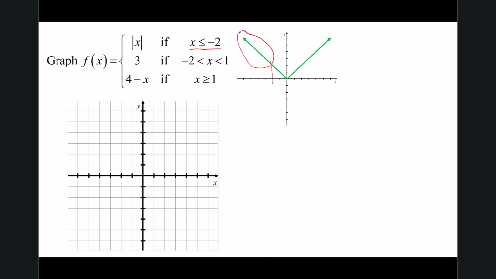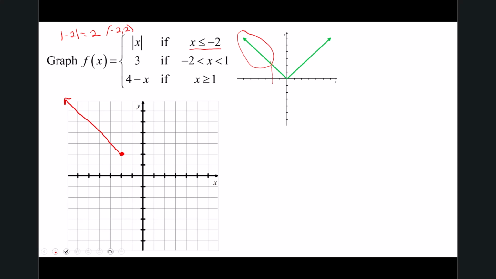So to graph that part, I am going to look at the boundary, -2. When x is -2, the absolute value of -2 is 2. So that's a point (-2, 2). And I'll put that on my graph, and I'm going to use a solid dot because it says x is less than or equal to -2. If it was just less than, I would use an open dot. Now I know what the rest of the graph looks like to the left here, so I'll draw that, put my arrow because it keeps going. So this is everywhere x is less than or equal to -2.